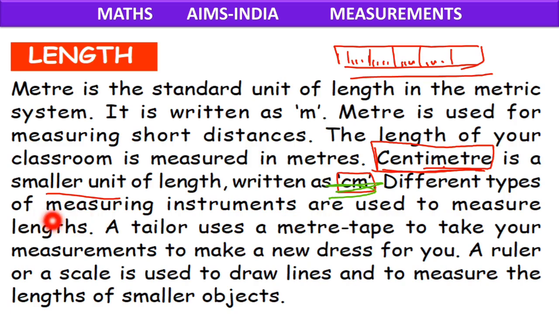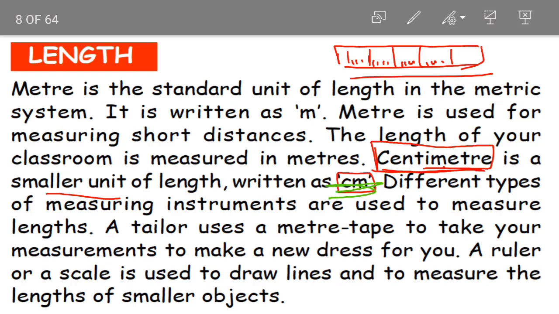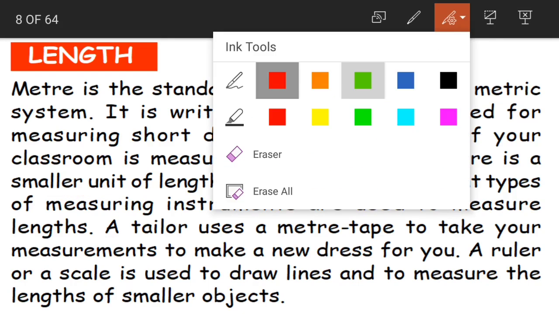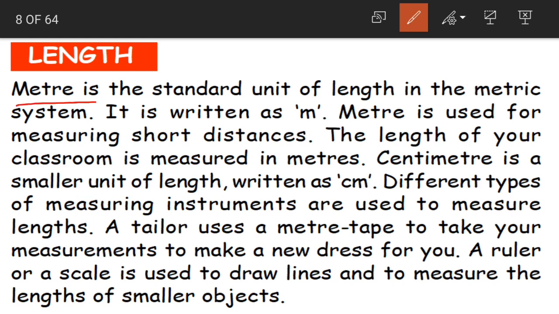Now different types of measuring instruments are used to measure lengths. A tailor uses a meter tape to take your measurements to make a new dress for you. A ruler or a scale is used to draw lines and to measure the lengths of smaller objects. Now what are they saying? Here the unit of measurement is the standard one, children. Everybody uses meters and centimeters only.